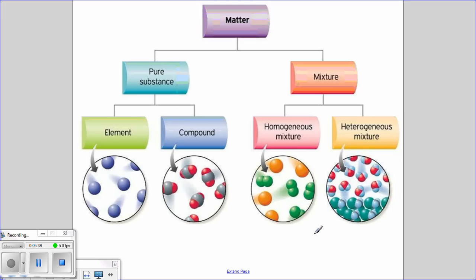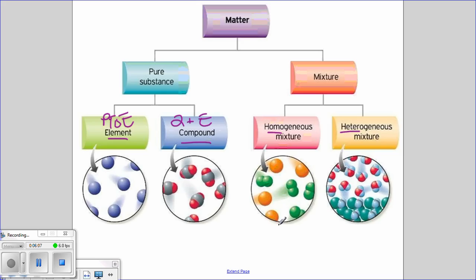Matter is pretty easy to understand in terms of pure substances versus mixtures here. A pure substance is either going to be an element or a compound. You'll find all your elements on your PTOE, your periodic table of elements. Compounds are just two or more elements put together, so we can have polyatomics put together, or just a metal and a non-metal. Mixtures can either be homogeneous or heterogeneous.